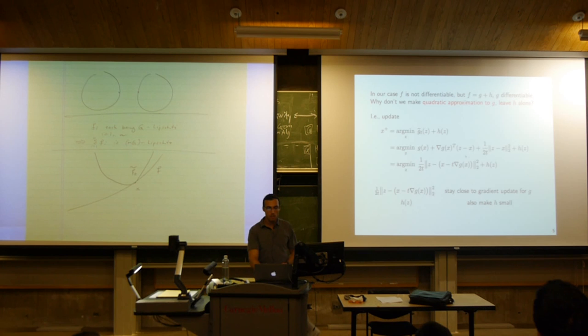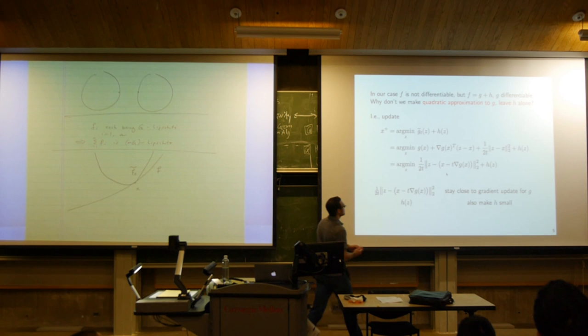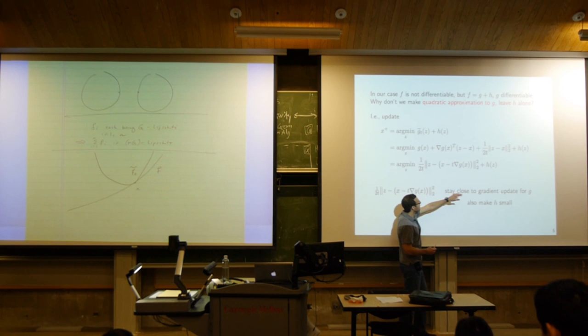So think about making the following update, choosing our next point, x plus, to minimize over all candidate z a quadratic approximation to g plus our original function h, which is the same as minimizing the sum of these two terms: 1 over 2t times the distance between the gradient update, the point that gradient descent would take us to next if we had g alone, and z, and also h of z.